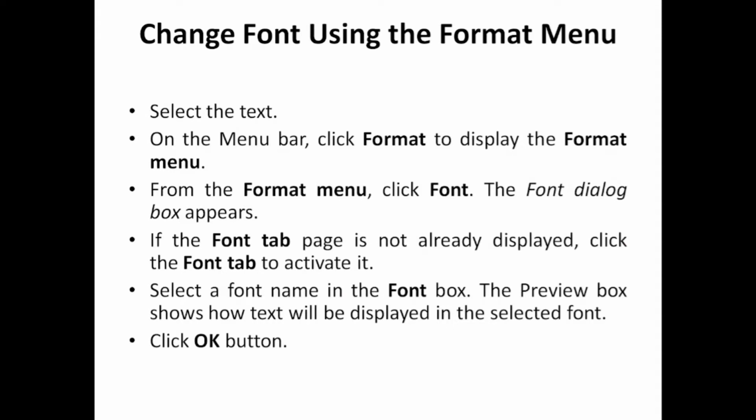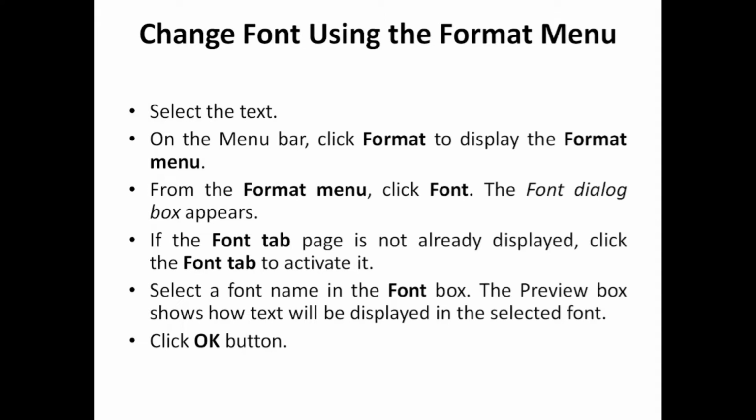So here are the steps to change the font using the Format menu. First, we have to select the text on which we want to apply the formatting. On the menu bar, click on Format to display the Format menu. From the Format menu, click on the Font option. The Font dialog box appears on your screen. The shortcut key to open the Font dialog box is Ctrl plus D.